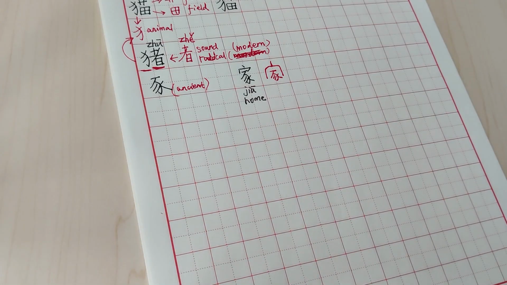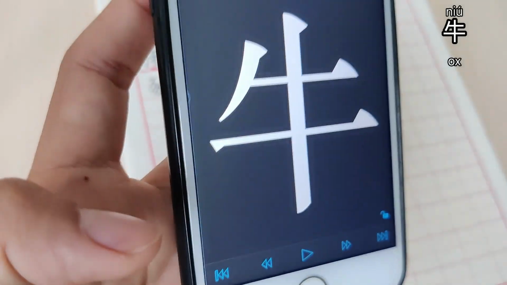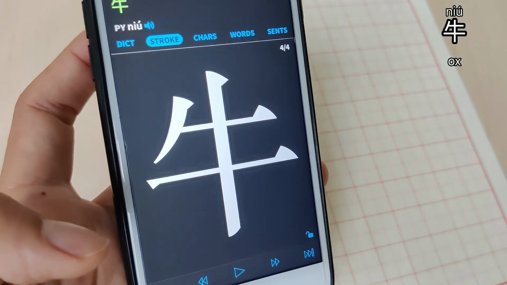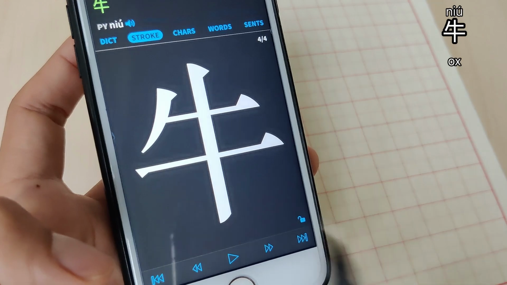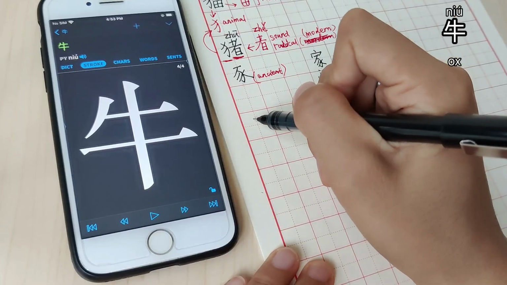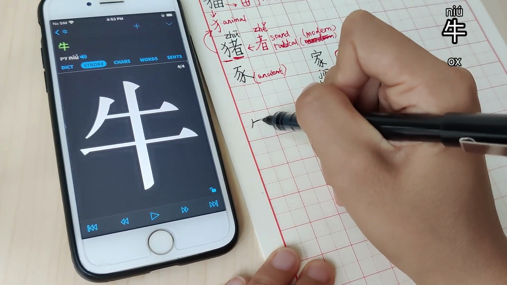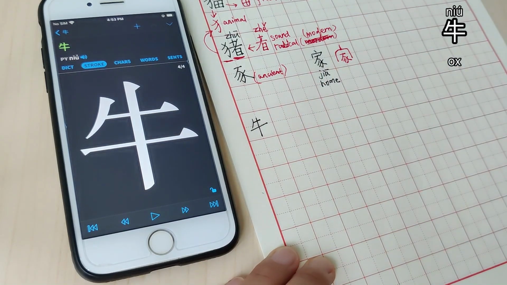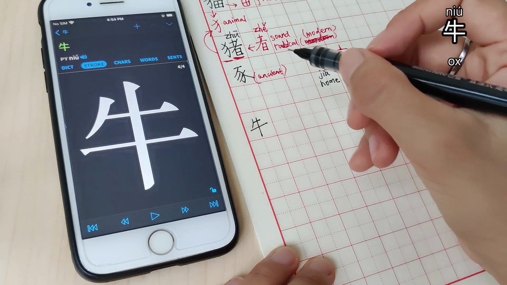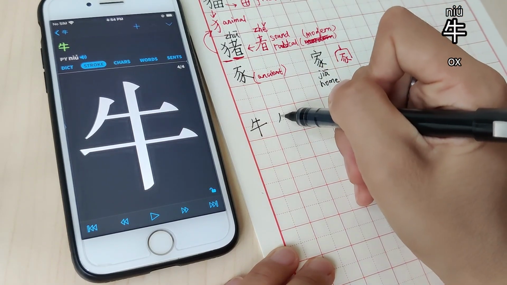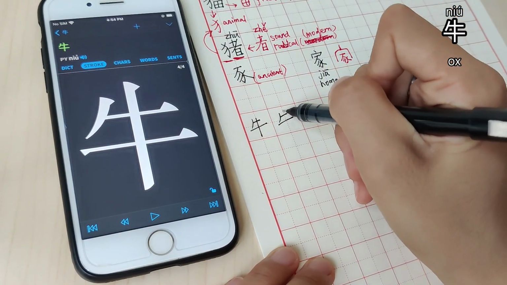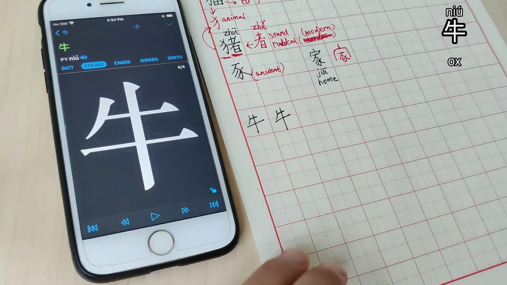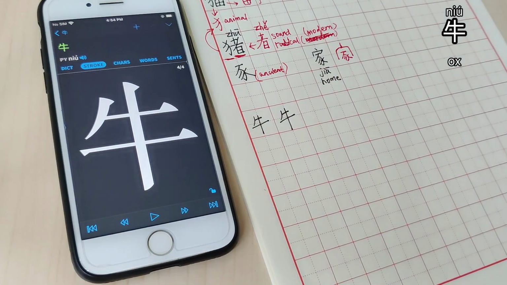Move on to the next animal. 牛, ox. Okay, it seems like it's a pretty easy one. 1, 2, 3, 4. Very good. Let's try to write it one more time. 1, 2, 3, 4. Very good. 牛 is a very, very old hanzi.